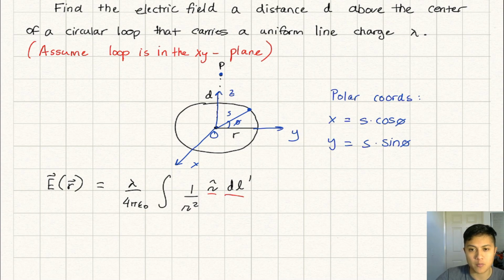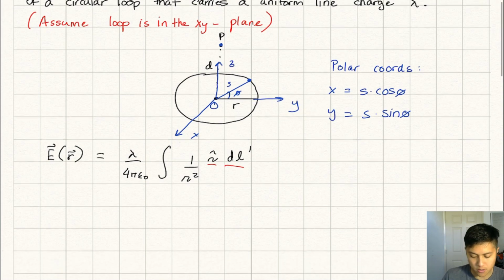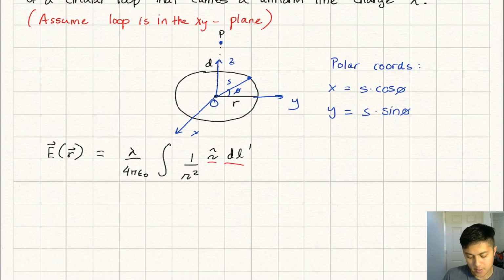I'm back, and I'm going to be solving the following problem, which is finding the electric field at distance d above the center of a circular loop that carries a uniform line charge lambda. We're going to assume that the loop is in the xy plane. I've already drawn the picture here. The black circle is the loop and the blue is the coordinate system that I've drawn.